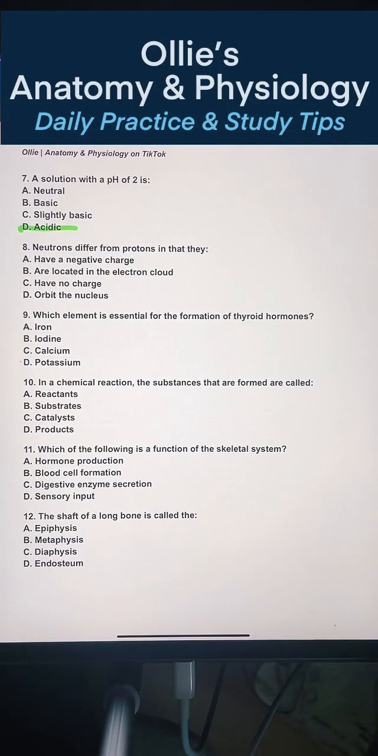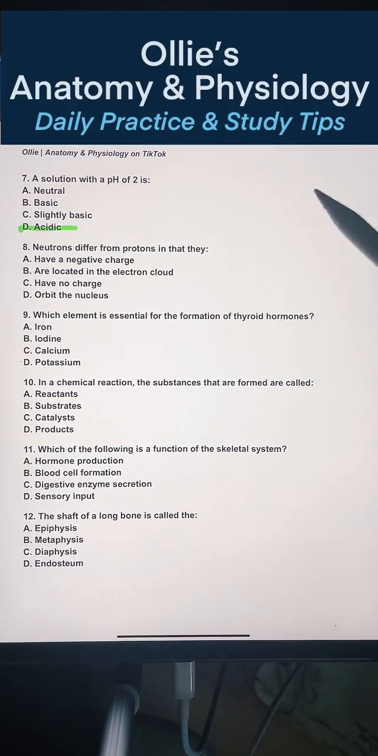So a solution with a pH of 2 is acidic. Remember, we were talking about a neutral pH of 7. Anything below that would be acidic. And the farther we go down, closer to 0, the stronger the acidity it has. So it would be numbered as a pH of 2. It would have a strong acidity to it.